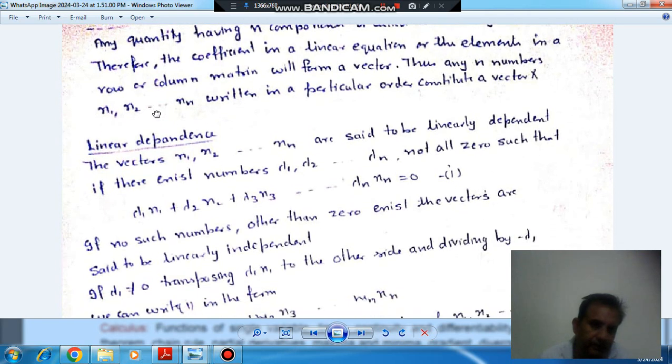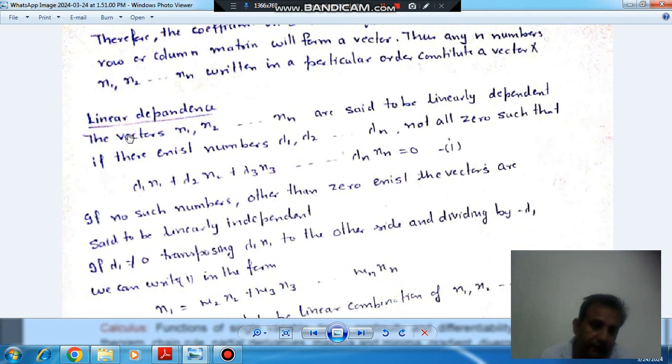Vectors may be linearly dependent or linearly independent. So what is linear dependence? The vectors x1, x2 up to xn are said to be linearly dependent if there exist lambda 1, lambda 2 up to lambda n, where one, two or three of these quantities can be zero, but not all are zero, and they form the equation lambda 1 x1 plus lambda 2 x2 plus lambda 3 x3 up to lambda n xn is equal to 0.